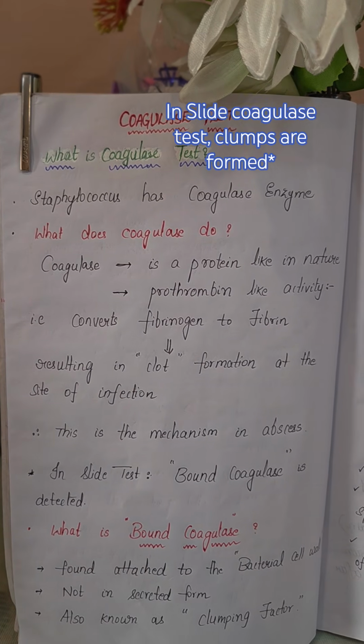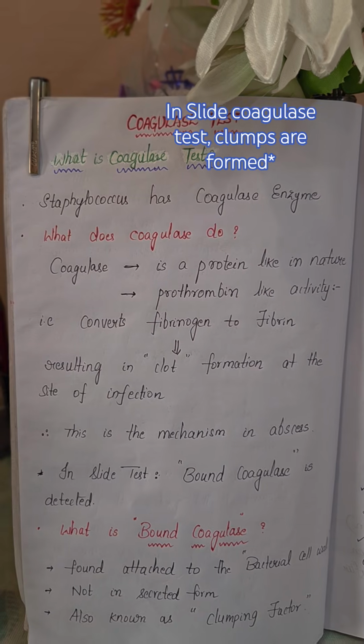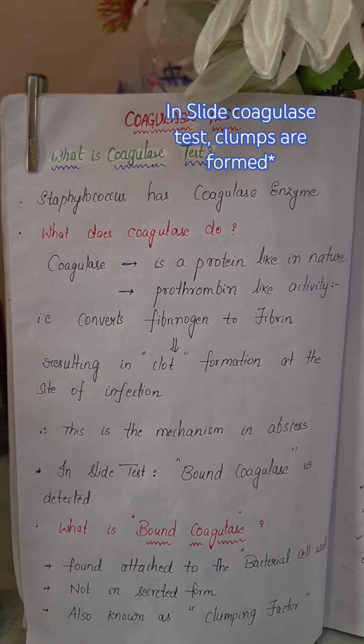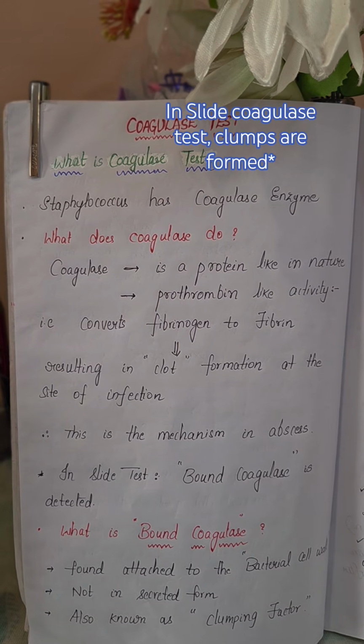Today we are going to discuss the coagulase test. What is the coagulase test? Usually Staphylococcus species will produce an enzyme called coagulase that is seen commonly in Staphylococcus aureus, which is the most common pathogen.